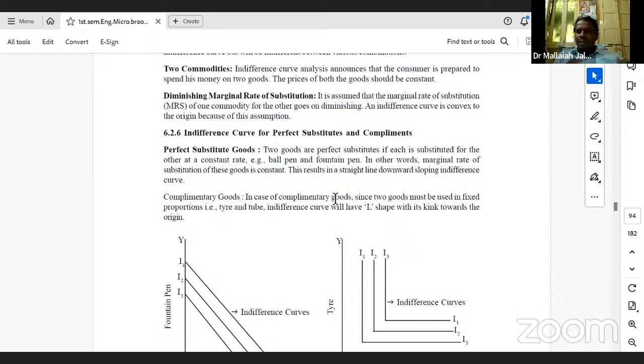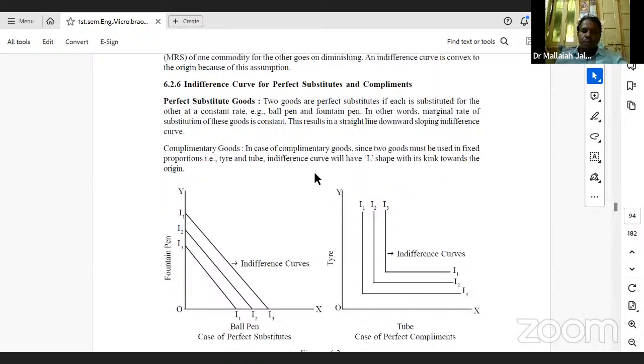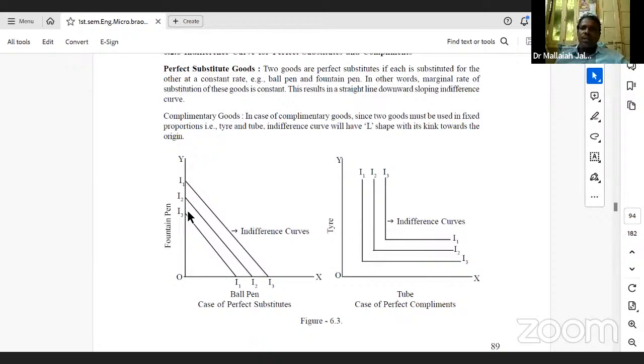Pen and ball pen, which we can use in the same way. In this case, the indifference curve is a straight line sloping downward from left to right. If the commodities are perfect substitutes, then the indifference curves are straight lines from left to right, like this. These curves we call indifference curves.